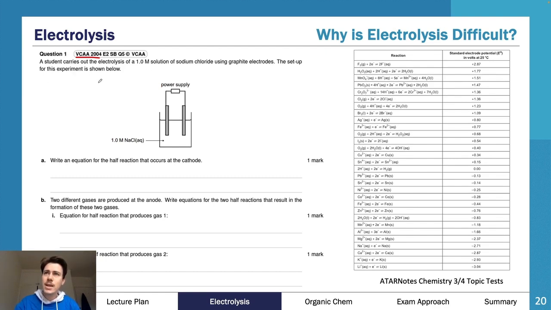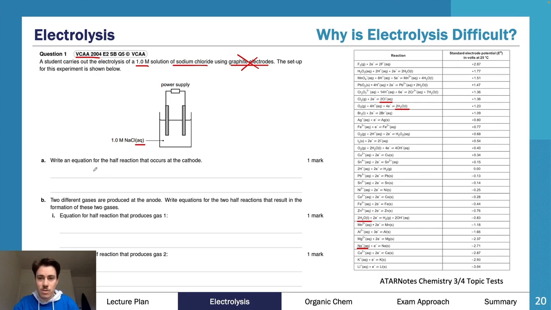So a student carries out, in this scenario, the electrolysis of 1 molar solution of sodium chloride using graphite electrodes. So a couple of things from that. Graphite electrodes, these are inert. So these are not going to do anything to affect what's going on, but this will. So I have sodium chloride, I have sodium, and really important, it's 1 molar. I therefore have, and it says here, aqueous, I therefore have water and water. So I have these 4 things.